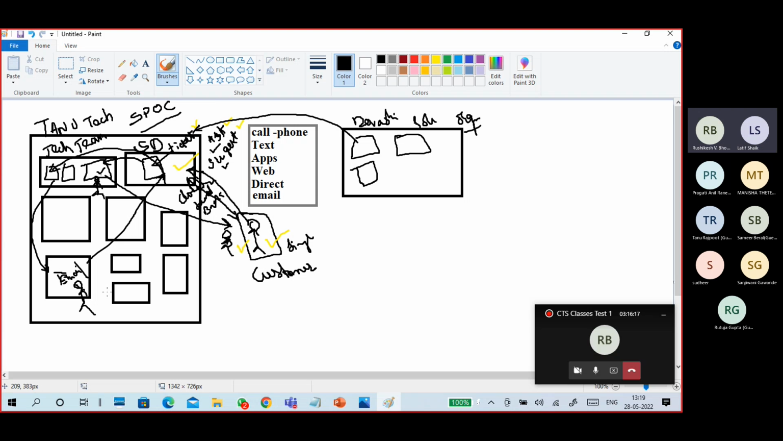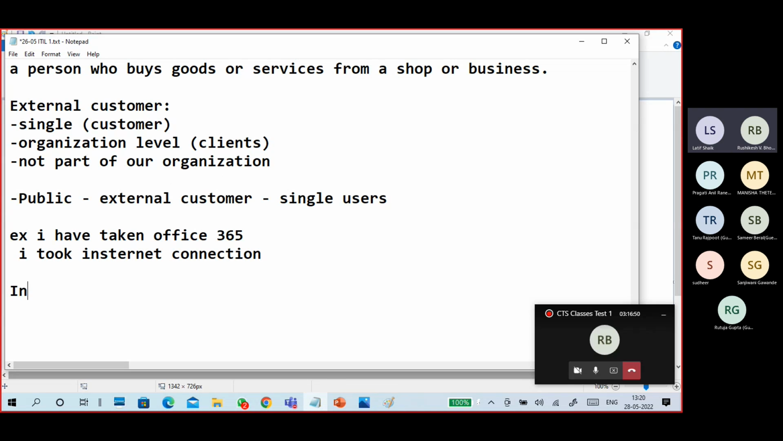Again like this. And in this case, I approach the service desk, and where is the service desk? Where am I? I'm in the same organization. Service desk is also in the same organization. The technical people are also in the same organization, and they solve it for a same person only. So this type of customer we call an internal customer.